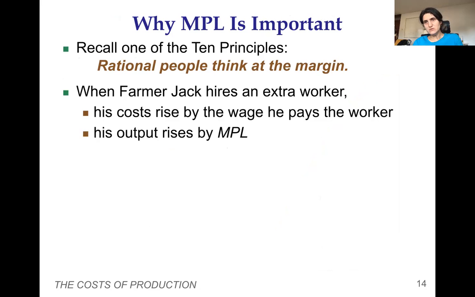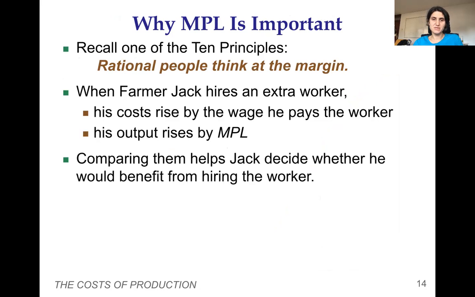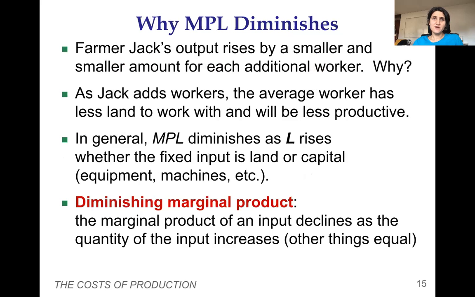So in order to decide whether he should hire the worker or not, he's going to compare the marginal product of this labor with the marginal cost of this labor. Comparing them helps Jack to decide whether he would benefit from hiring the worker. And Farmer Jack's output rises by a smaller and smaller amount for each additional worker.